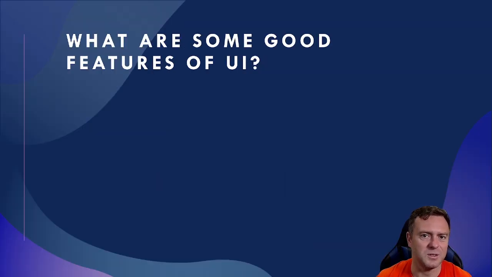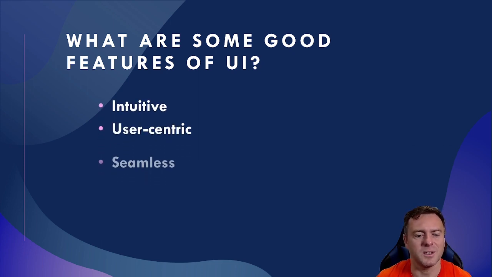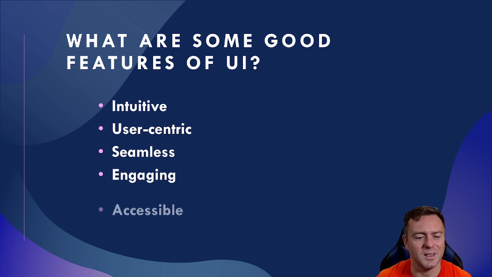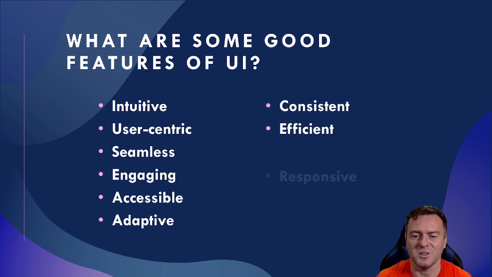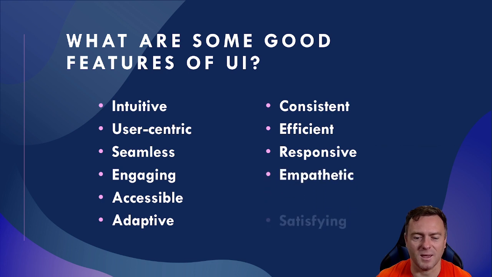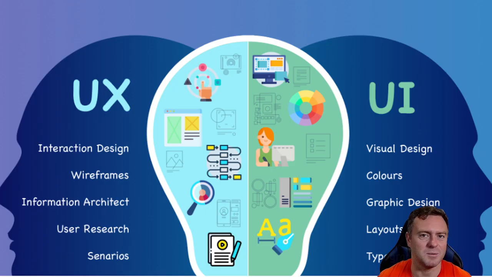So what are some good features of UX? Is that it's intuitive, user-centric, seamless, engaging, accessible, adaptive, and that it's consistent, efficient, responsive, empathic, satisfying, and then also informative. So by having all these qualities inside of your user experience, it's going to make you more likely to convert. So UI is the tool, whereas UX is describing more the experience that you have. And there's a pretty cool picture of it.